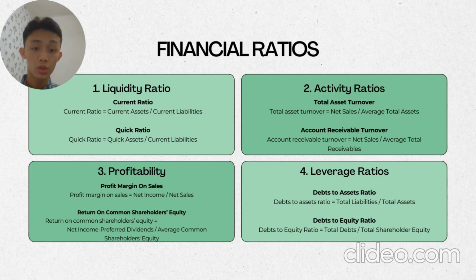Number 4 financial ratio is leverage ratios. To find out the debt to asset ratio, it is total liabilities divided by total assets. And to find out the debt to equity ratio, it is total debts divided by total shareholders' equity.